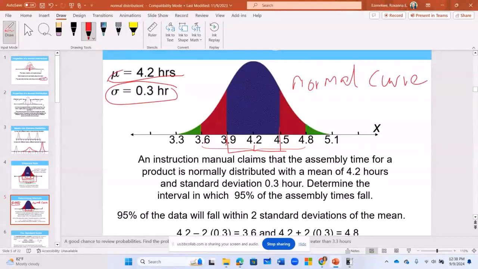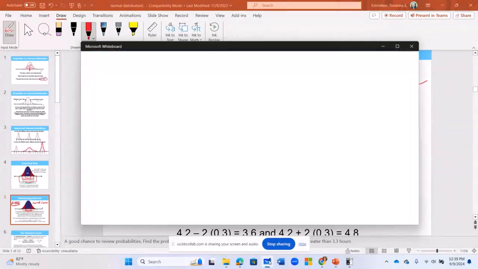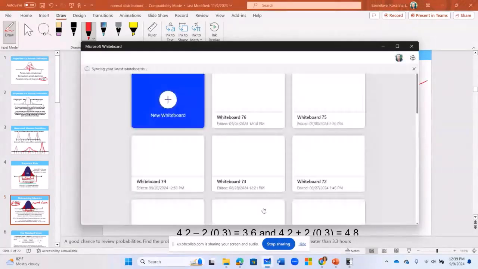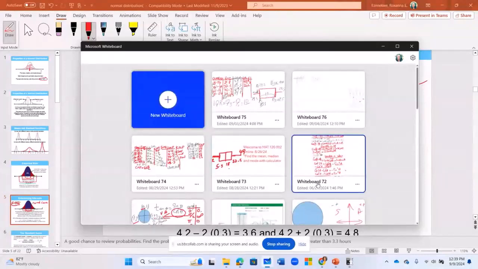All right, but when I finish standardizing the mean, I'll quickly standardize that now. I am going to get my calculator, or I can just do it by hand. You see, the standard deviation is 0.3 and the mean is 4.2. So I am going to use my whiteboard to standardize.